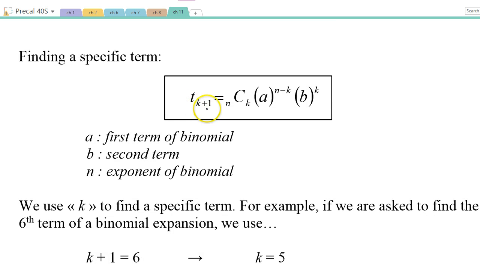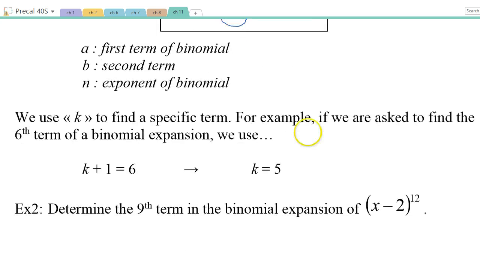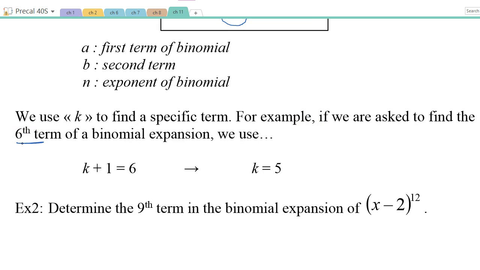So we say term k plus 1, we use this combination and a to the power of this and b to the power of that. That's kind of neat. So you can figure out any term like that. So, oh, here we are. When we looked at the 6th term, k was equal to 5.